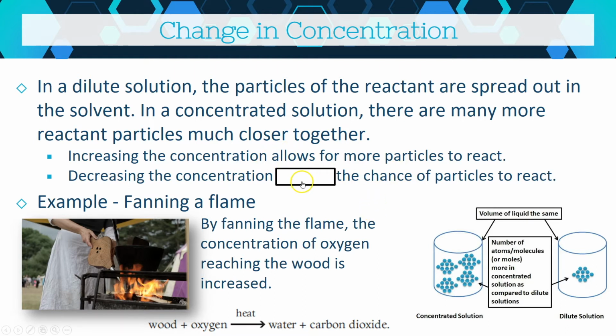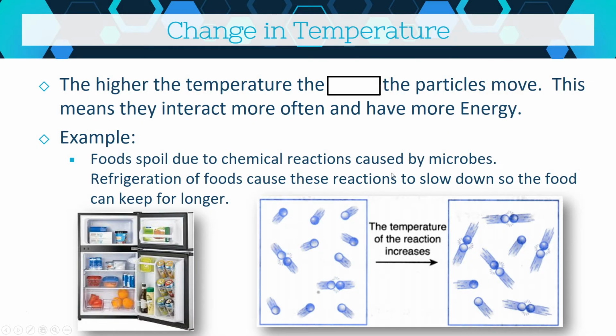But if you want to slow something down, you might actually decrease the concentration because that's going to reduce the chance of particles reacting. One example might be when you're going camping. If you want to get the fire burning really hot, you might fan it, and by doing that, you're pushing more oxygen into where the wood is burning to help with that combustion reaction.